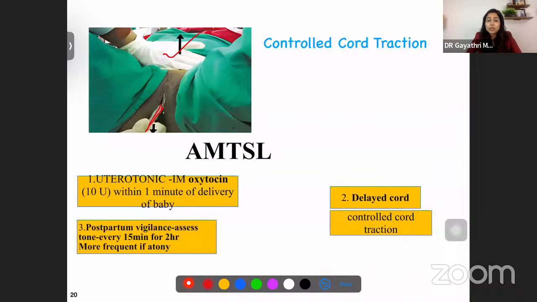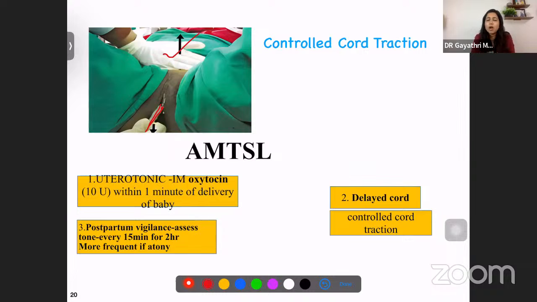The next step is controlled cord traction. Along with that, we go for delayed cord clamping. It is delayed cord clamping followed by controlled cord traction. Please understand that early cord clamping is never done if everything goes well. Suppose there is fetal distress where the baby requires resuscitation, or the baby has some cardiac issues where we don't want the fetal heart to be overloaded. In these conditions only, that is, there are exceptions. In these exceptions, I might go for an early cord clamping.